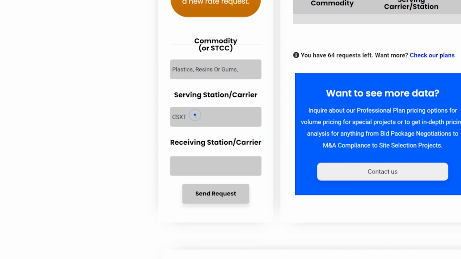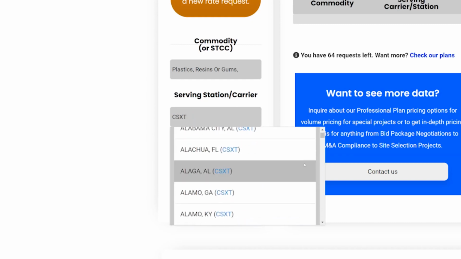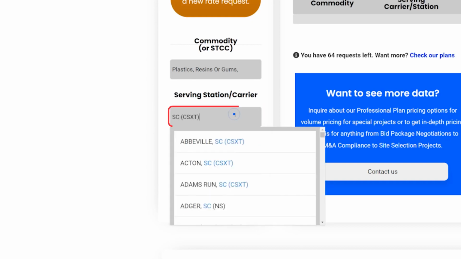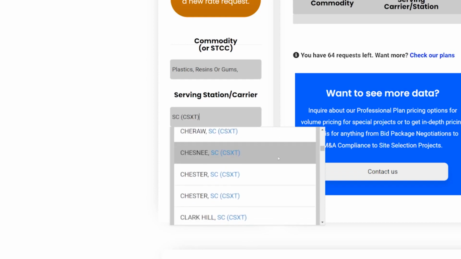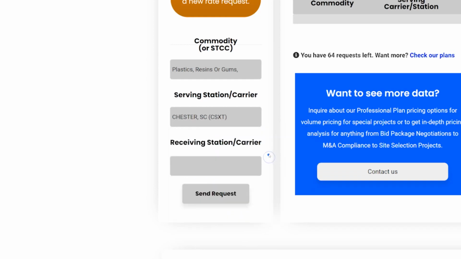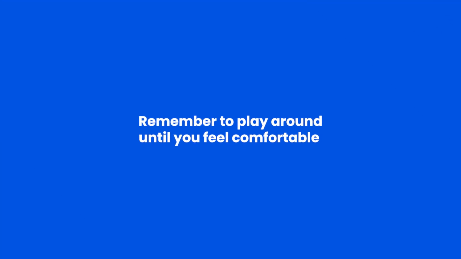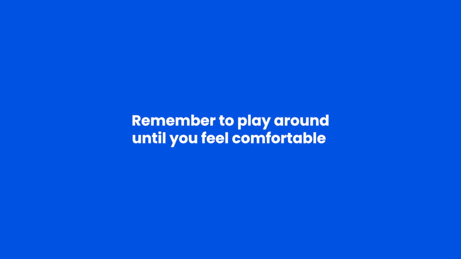But since all roads include parens, you can add the state by typing a string like SC for South Carolina, space open paren, CSXT, close paren. This will return over 350 responses for the state of South Carolina. While this might seem like a lot of data, it really helps when you're not sure of a particular station name. Remember to play around until you feel comfortable that you're using the correct query parameters.